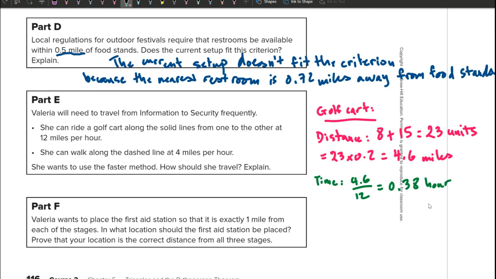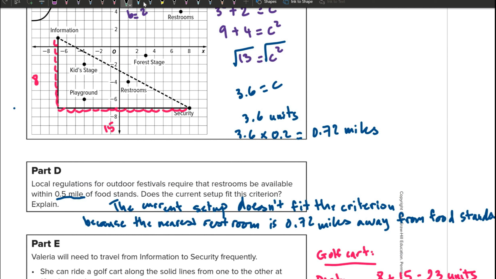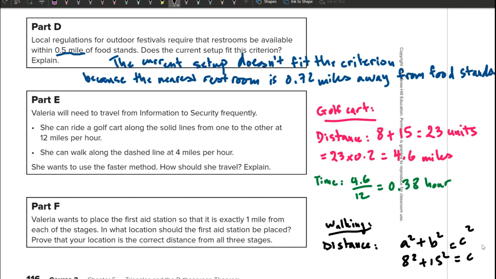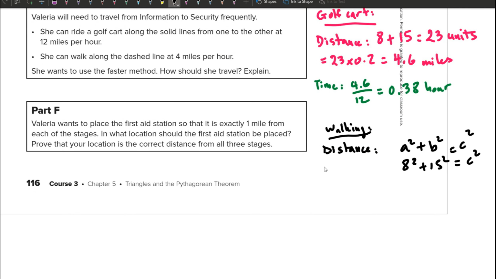Now if she can walk 4 miles per hour, let's see how far she has to walk. That will be your diagonal line right here. To find the distance of this, we can use the Pythagorean theorem. So by walking, we're going to find the distance using the Pythagorean theorem. A squared plus B squared equals C squared. So that would be 8 squared plus 15 squared equals C squared. 8 squared is 64.